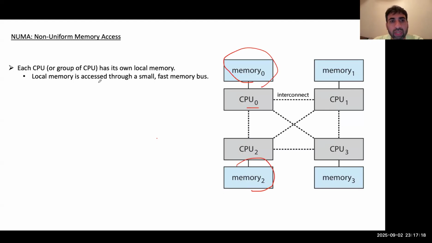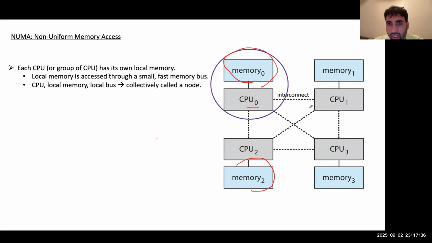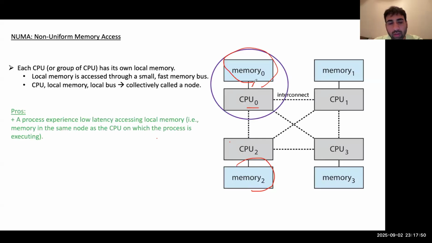Now, local memory is accessed through a small and fast memory bus, so you pay lower latency to access the data located on these local memories. In the terminology of NUMA, or non-uniform memory access, the CPU, local memory, and local memory bus are collectively called a node.